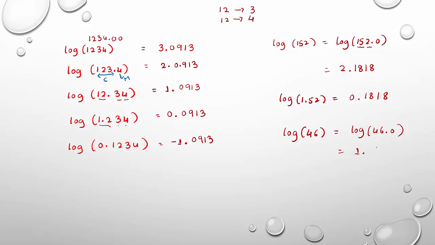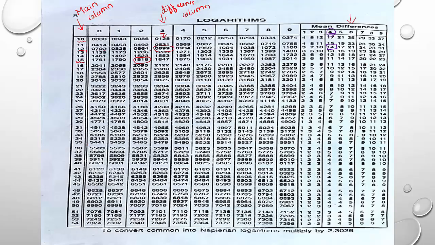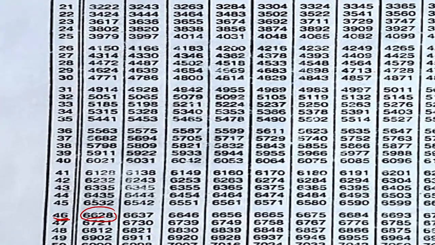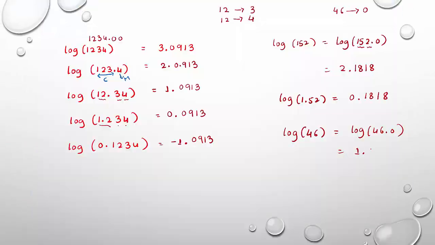Now how to find the mantissa? There are only 2 digits, 46. So here we have to take 46 at 0 in the difference column. Where is the number 46? Here, this is 46 at 0. Means here only we can get 46 at 0. We got 6628. See, this is 6628. We can write there 6628.